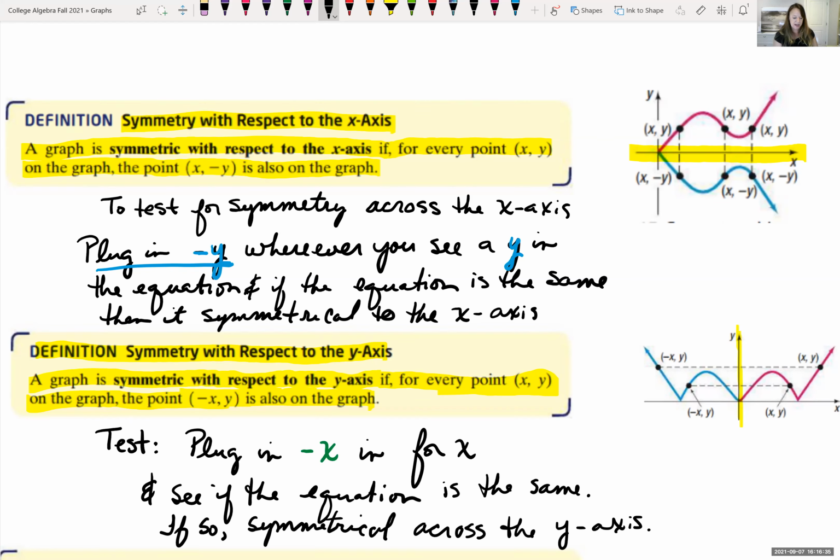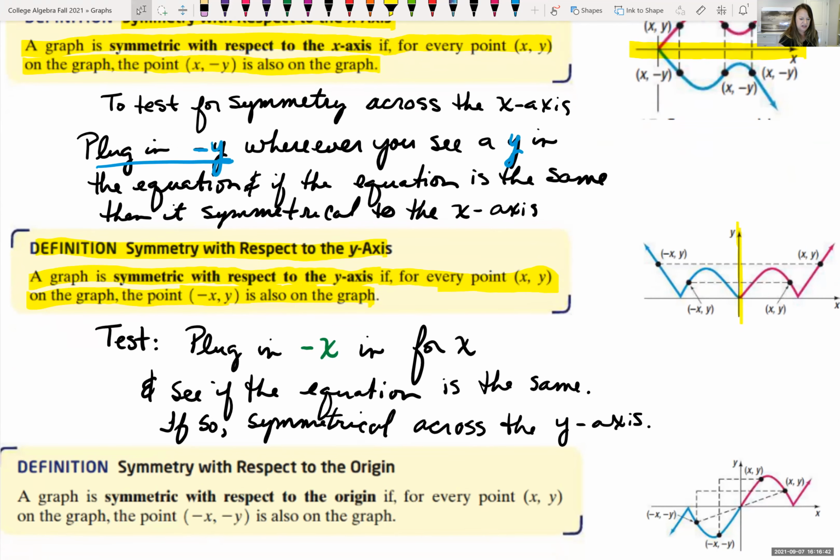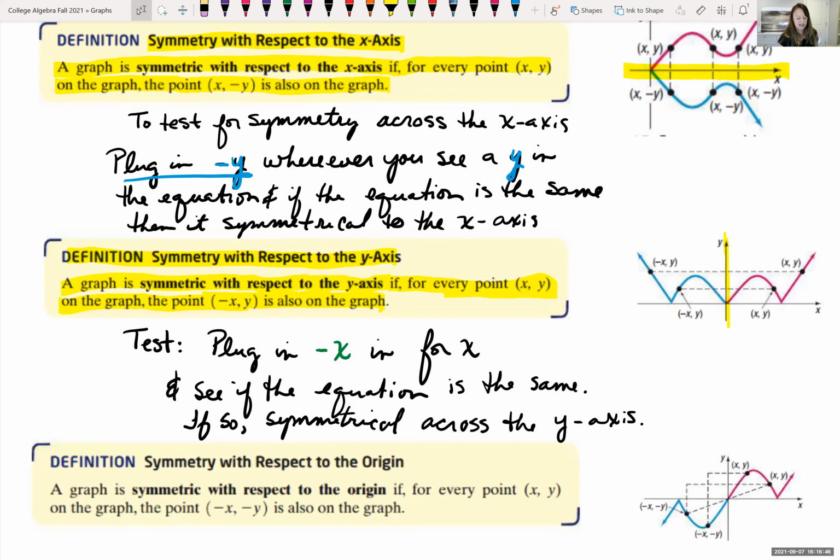And one other type of symmetry would be with the origin. So I kind of think of this, if I folded my paper in four, then it would be a mirror image. And if I'm folding it across the x-axis and the y-axis, they would sit on top of each other. And it says definition, symmetry with respect to the origin. A graph is symmetric with respect to the origin if for every point x, y on the graph, the point negative x, negative y is also on the graph. And so to test, we're going to plug in negative x wherever we see an x, and we're going to plug in negative y wherever we see a y. And if we can show that the equation is unchanged, then we know it's symmetrical with the origin.